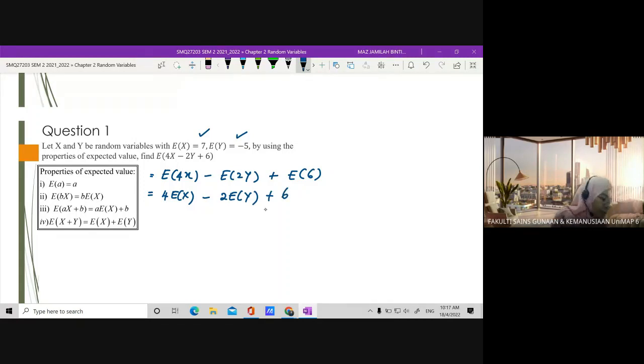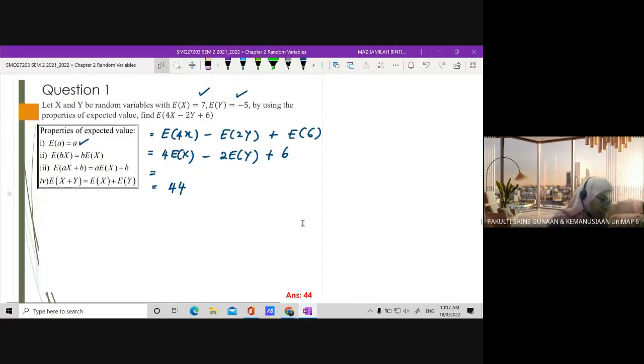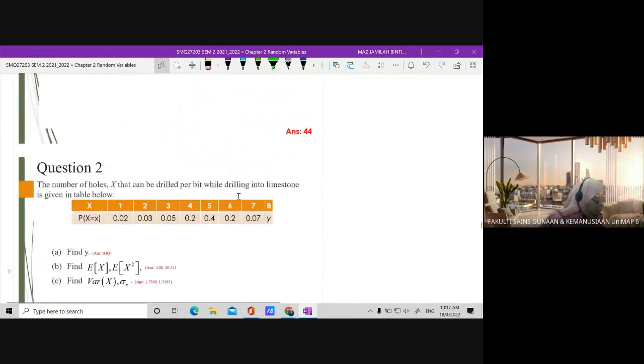Expected value of 6 is equal to, that's a constant value, right? So you can find the answer. What is the answer? The answer is 44. Okay, 44. So you get 4 multiplied by 7, you get 28 minus 2 times -5 plus 6. So you get 44, right? So easy. Let's look at this one, second one.